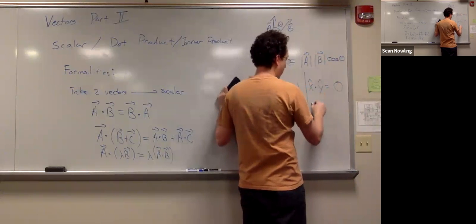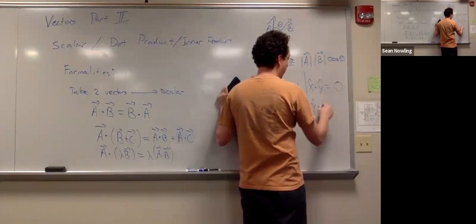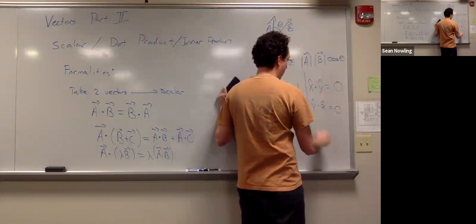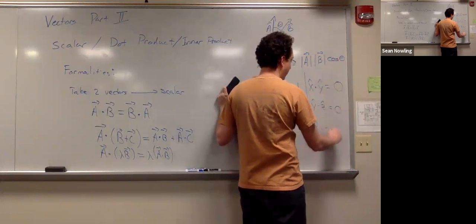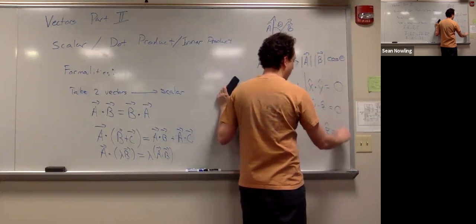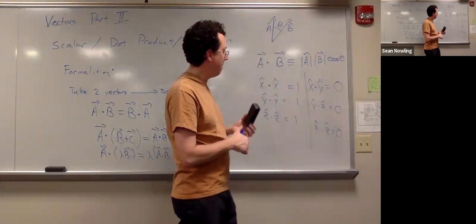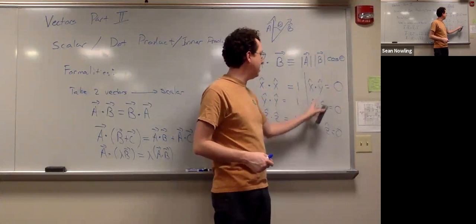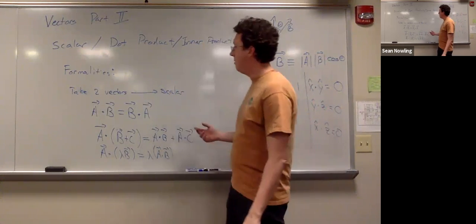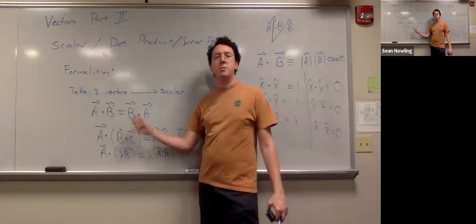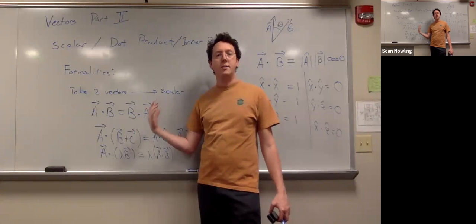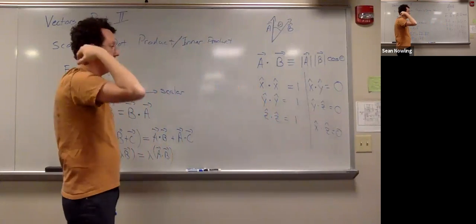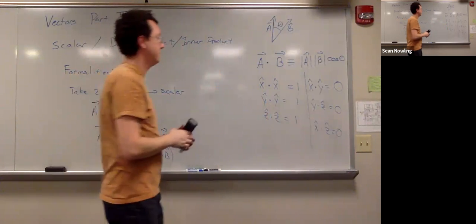Similarly, y hat dot z hat equals 0. And x hat dot z hat equals 0. Now, you might wonder why I'm not bothering to write down the other combinations, y times x, or z times y, or z times x. Well, I have the symmetry property. The symmetry property ensures that the answer I get is the same. And so I'm not going to bother to write it out.